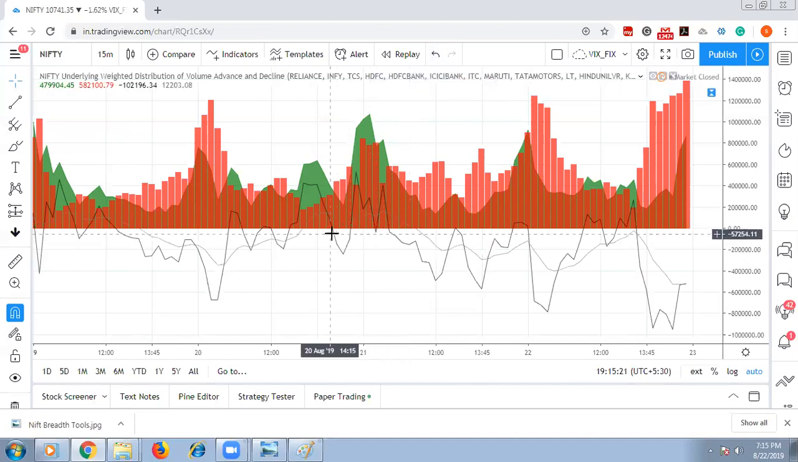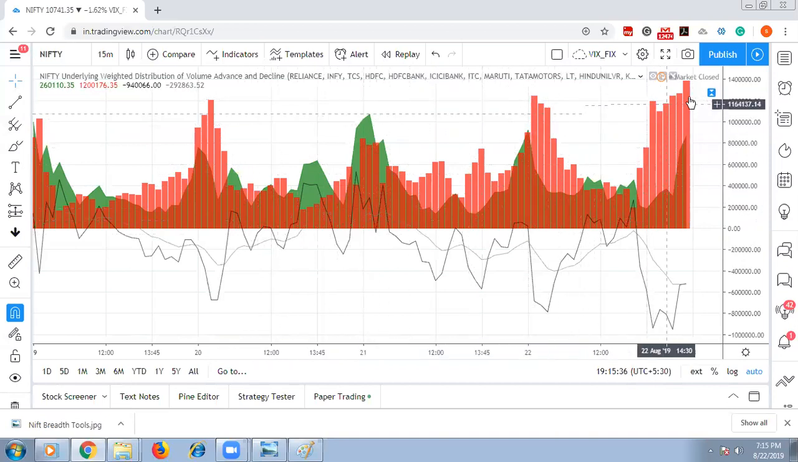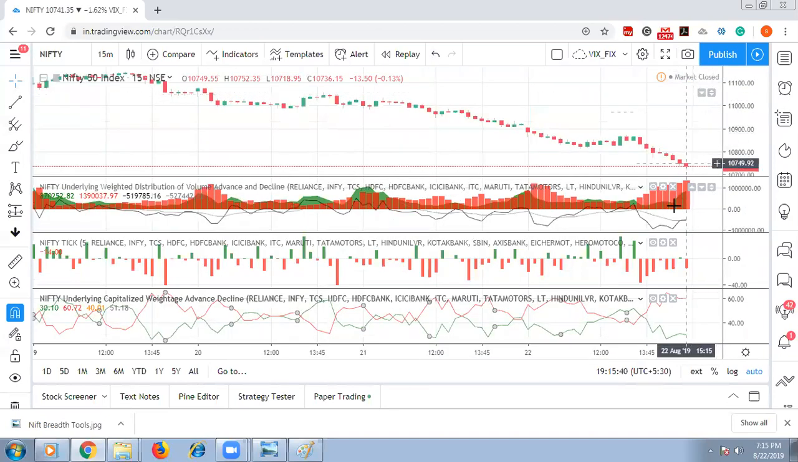So I hope you understand the concept of money flow analytics. This is our best tool available for Nifty trading. We have a similar tool available for Bank Nifty trading also. So I'm going to explain the second tool to you. What is the second tool? The second tool is called Nifty Tick.